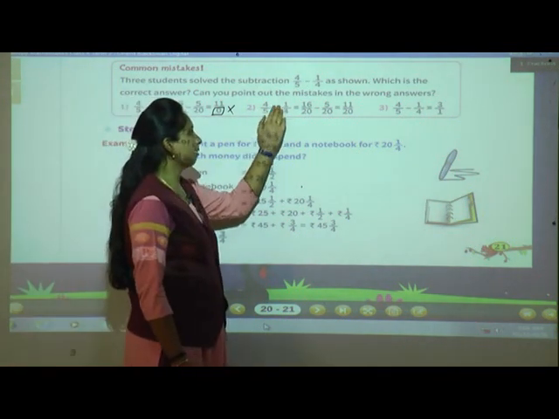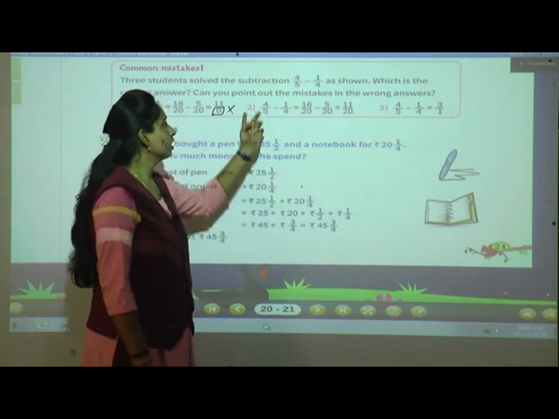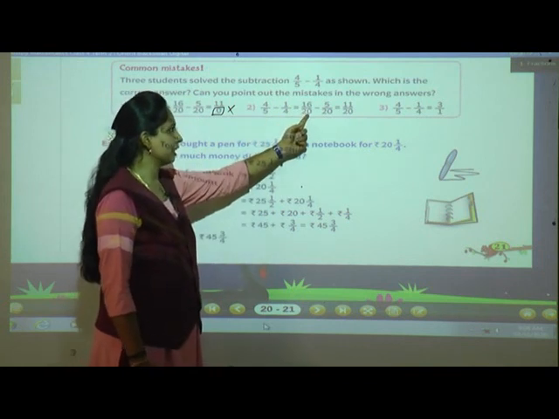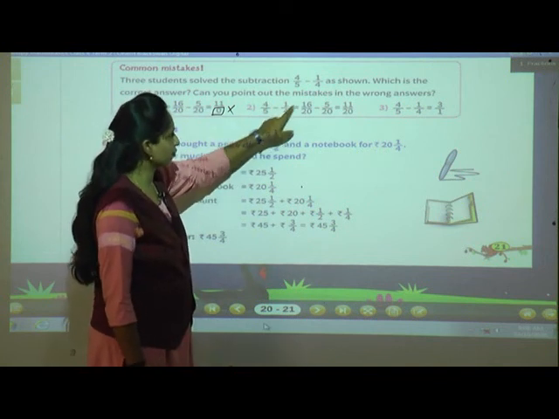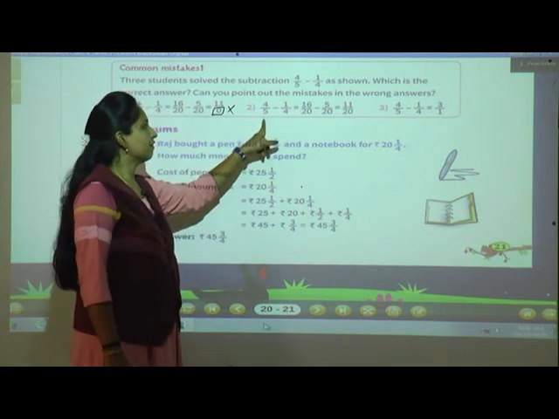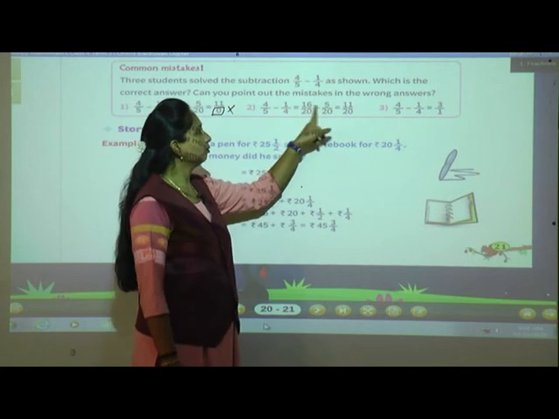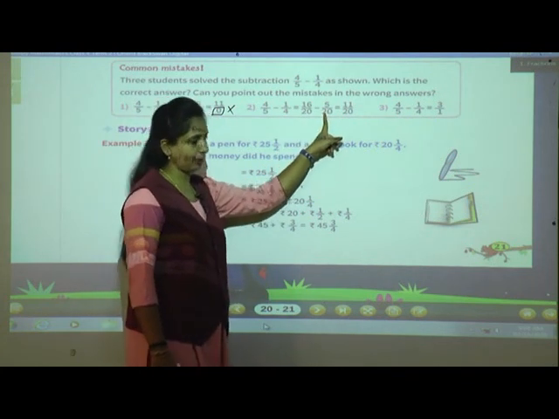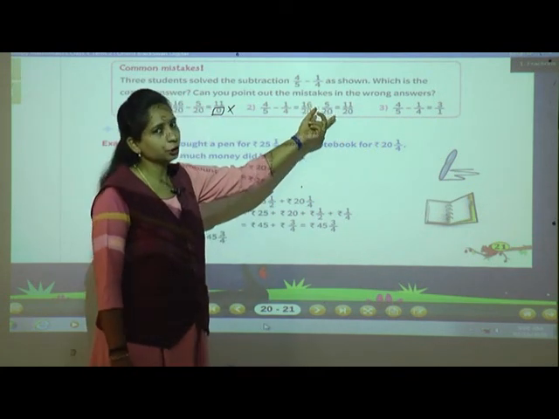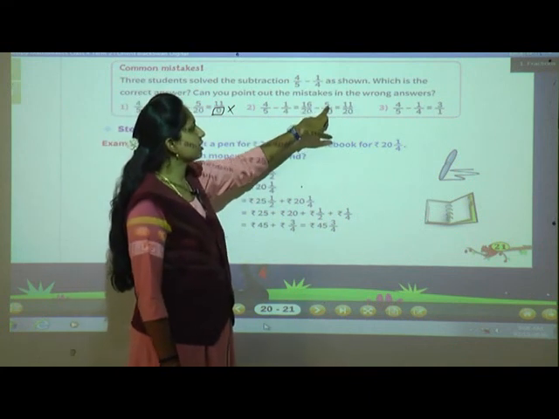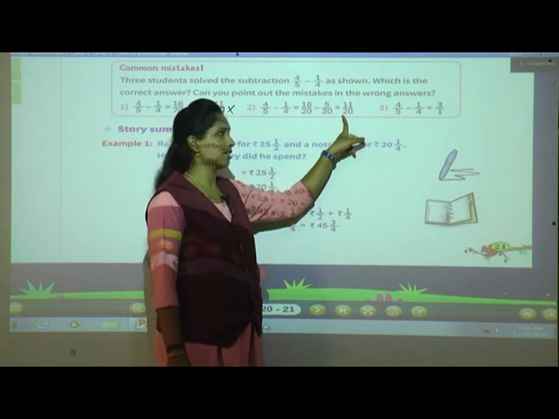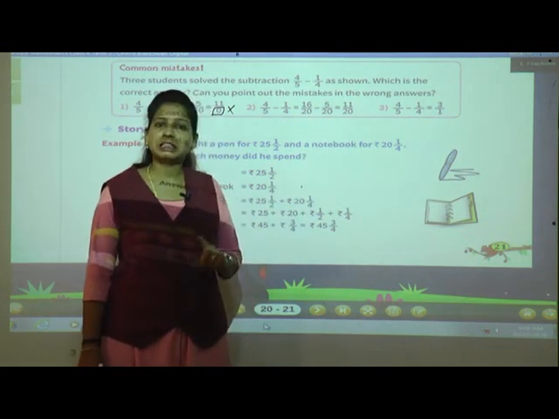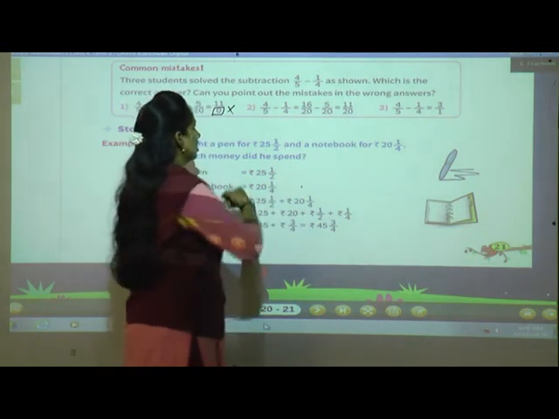Now let's see the second one. 4 upon 5 minus 1 upon 4. Now 5 4s are 20. The denominator LCM is 20. Then cross multiplication: 4 4s are 16, 1 5s are 5. Now we got the same denominators, so we can subtract the numerators. 16 minus 5 is 11. 20 we write only once. So 11 upon 20 is correct, isn't it?